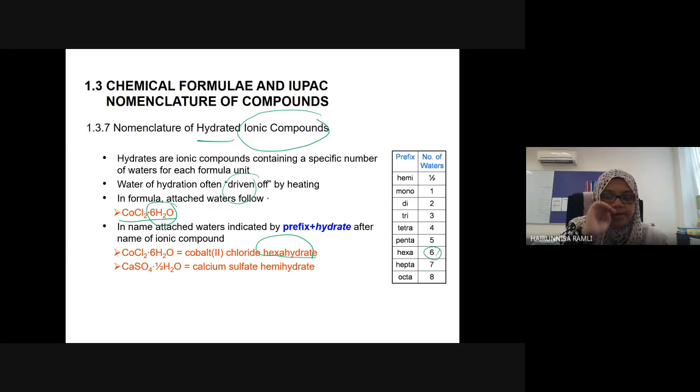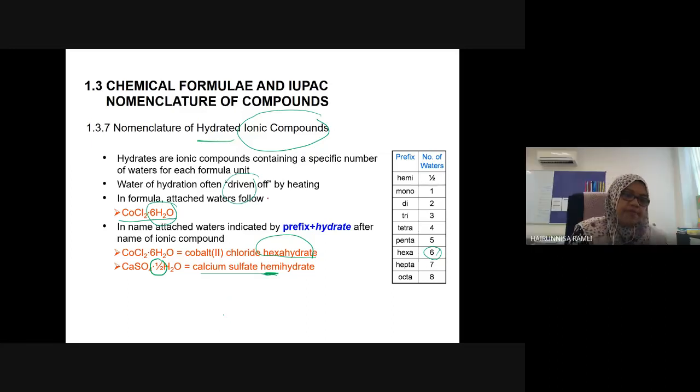And we also have for water, ada juga yang ada prefix half. So half here, the name is hemi. Calcium sulfate hemihydrate. Just tambah je hydrate tu. Boleh ikut so far this one?